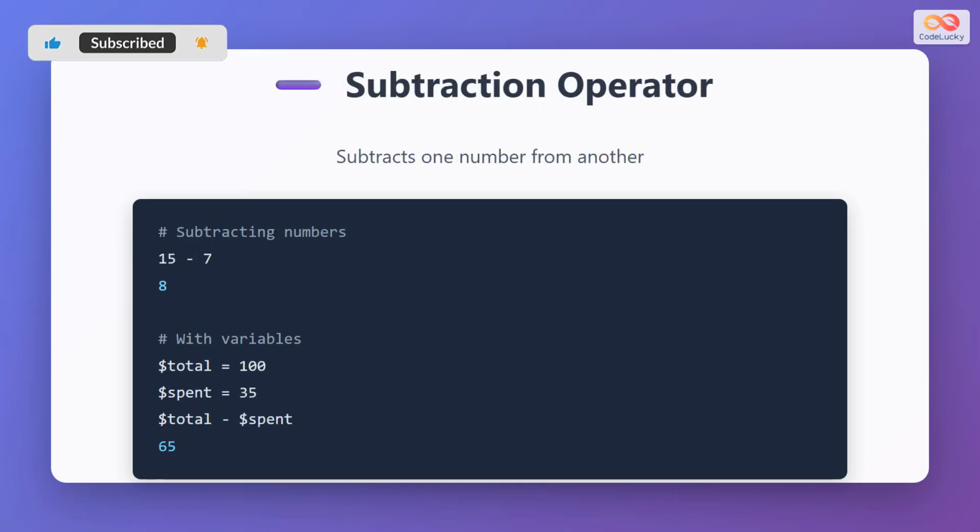The subtraction operator uses the minus sign to subtract one number from another. In our first example, 15 minus 7 equals 8. Subtraction is particularly useful when working with variables.